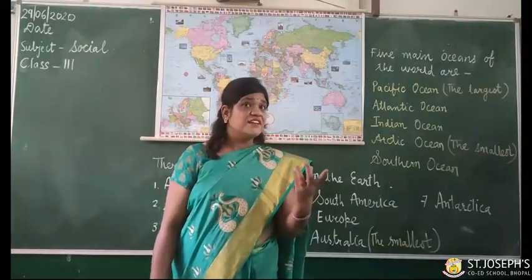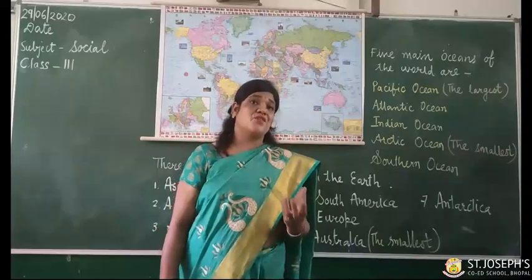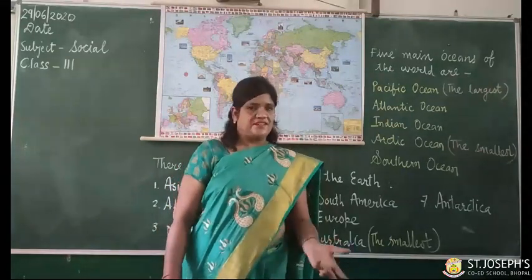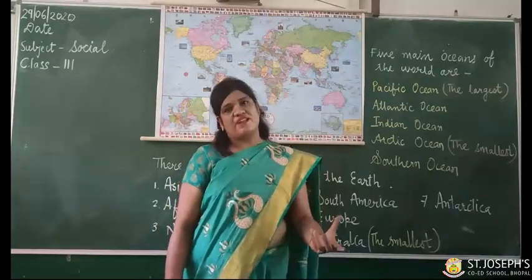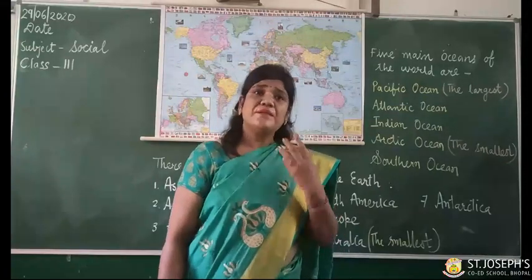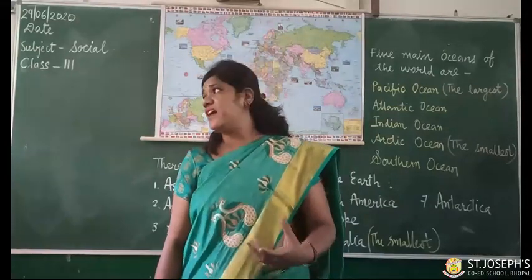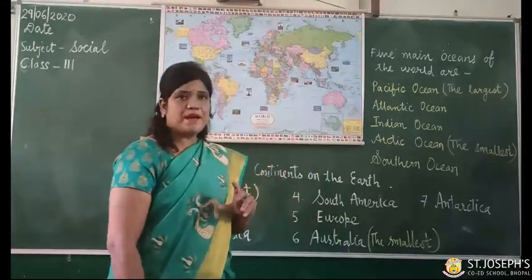And what is a continent? The large landmass on the Earth are called continents. Okay, the large areas of land, you can see. The large, very big areas on land are called continents. I hope I am clear.